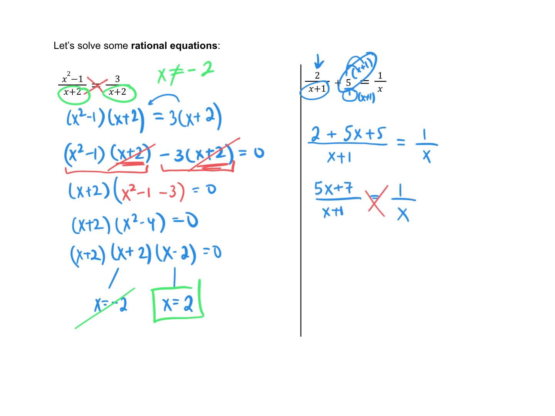Okay, cross multiply here. The x will get multiplied with the 5x plus 7, and the 1 will get multiplied with the x plus 1. And now I'm just going to distribute the x in, and while I do that, I'm also going to bring the x plus 1 over to the other side. So I have 5x squared plus 7x, and then bringing the other two terms over, minus x and minus 1. Let me just collect like terms.